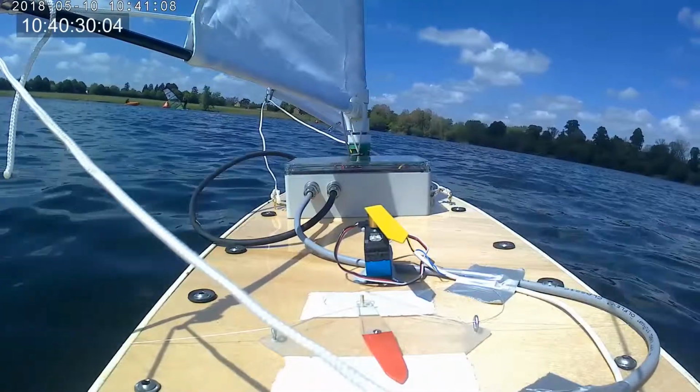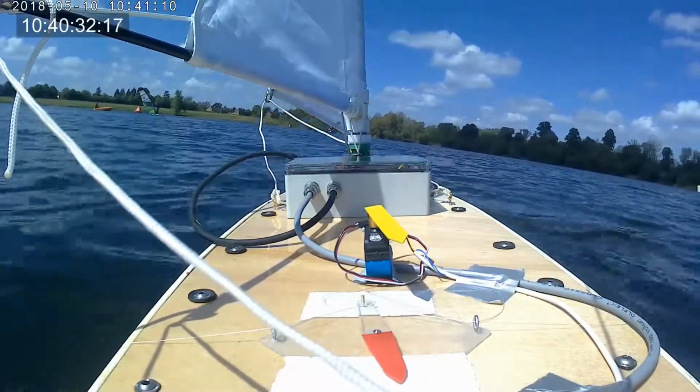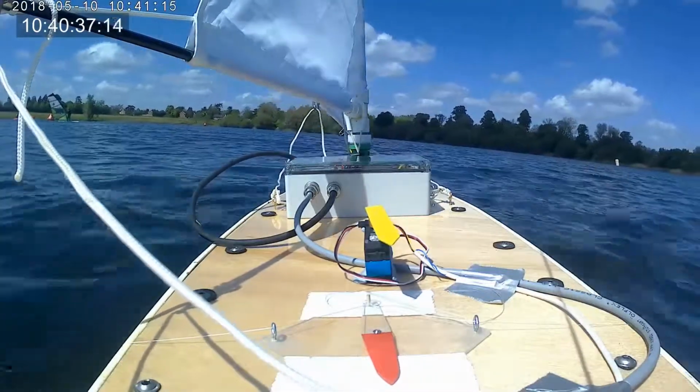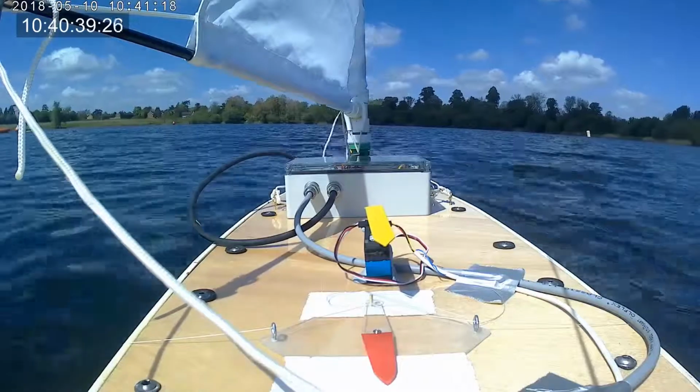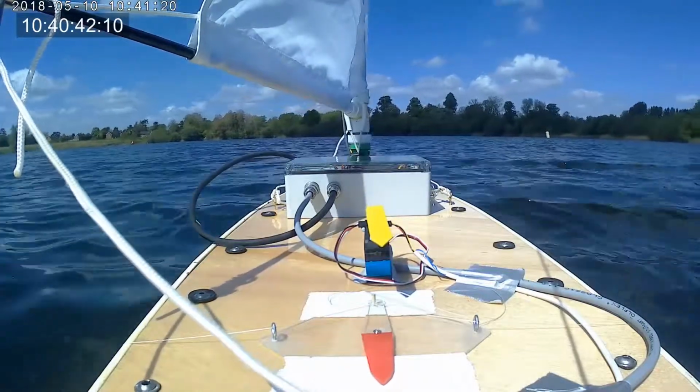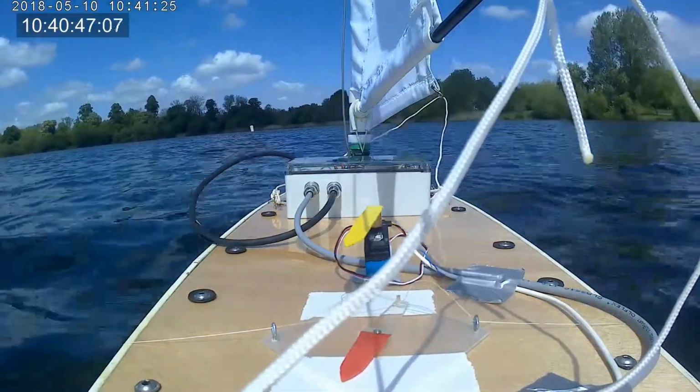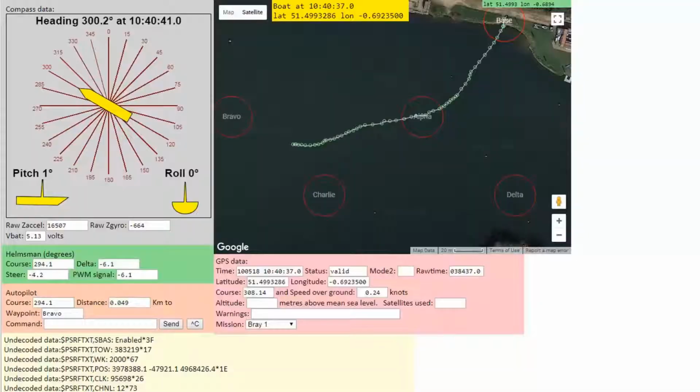You remember we did a session on Bray Lake on May the 10th, and this is the leg from Alpha to Bravo, and the boat is just turning through the wind, and you can see the jib moving across. So if we stop that film just as that starts to happen, we find that it's actually happened at 10:40:41, and the heading was about 300 degrees. So we deduced that the wind at that time on the lake was 300 degrees.